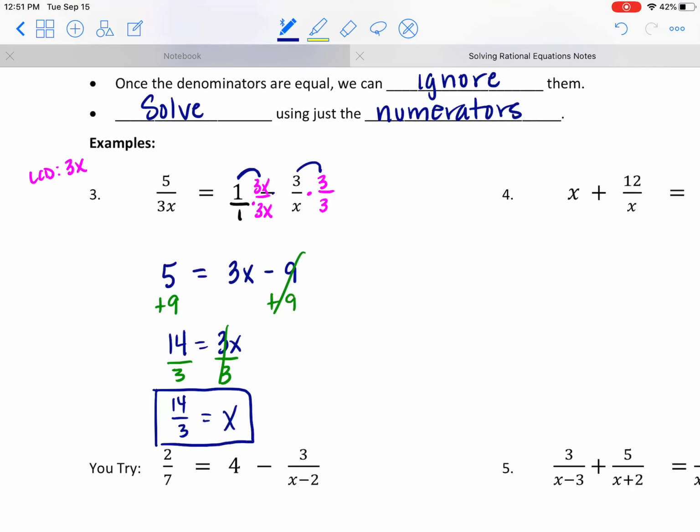And since I forgot earlier, what's restricted? What can x not be? X cannot equal, let's see, 0 would be no good there, and 0 would be no good there. So x can't be 0. Since 14/3 is not restricted, that's going to be a valid solution for us. Okay? So 14/3. That wasn't so bad.